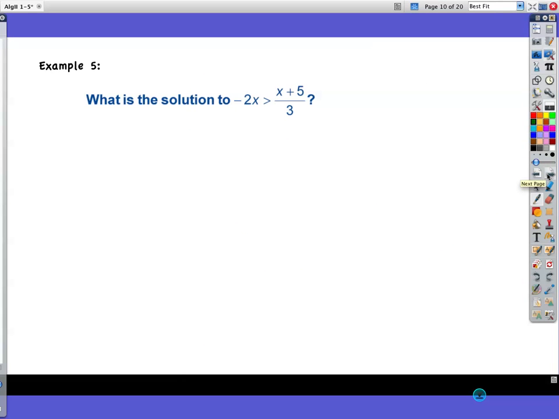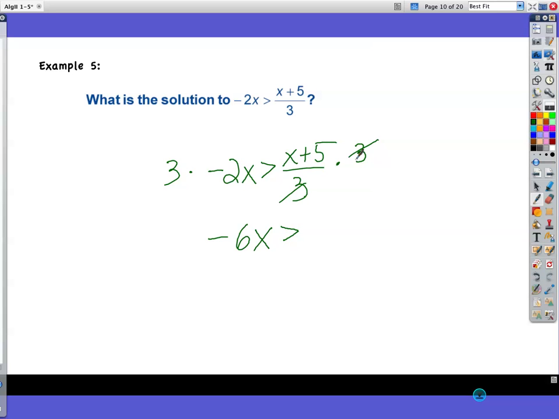Example 5. Oh, good. We have another chance at this. Maybe I would normally have let you do this by yourself, but I think I better do another one for you. First thing I'm going to do is get rid of the fraction by multiplying both sides by 3. 3 over 1. This is like a 3 here. These 3's cancel. I have negative 6x.